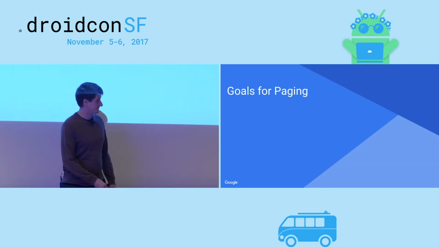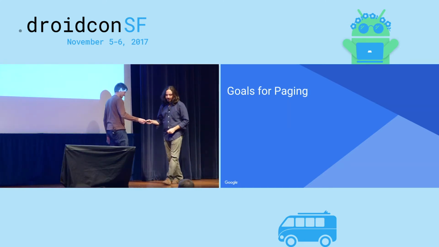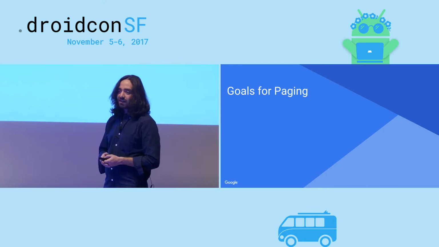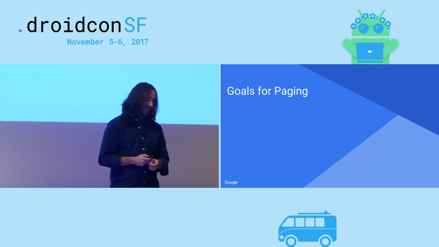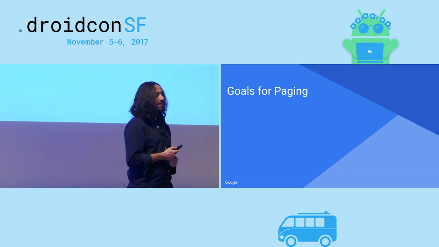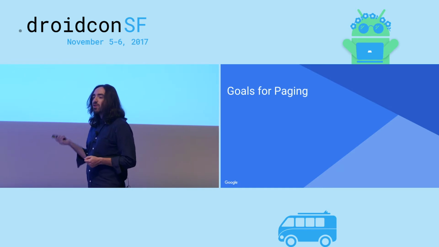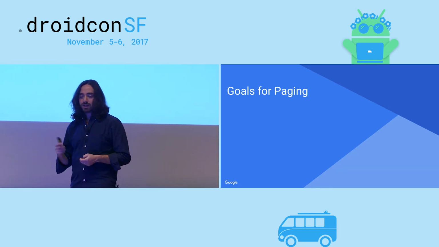Okay, so after these horrible findings we had, trying to understand how Android works and why it works this way, we said, okay, we need something that should avoid all of these problems. So there need to be some goals for this paging component that we are going to develop.